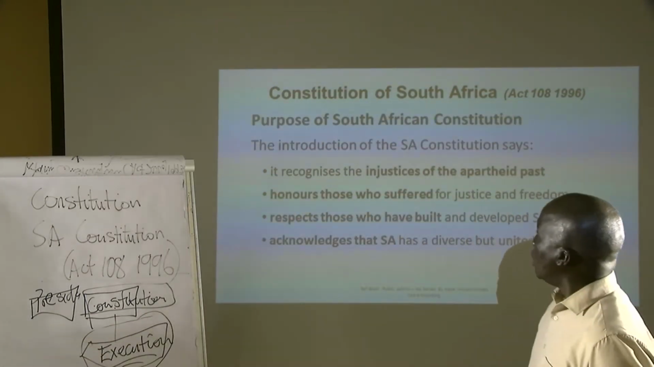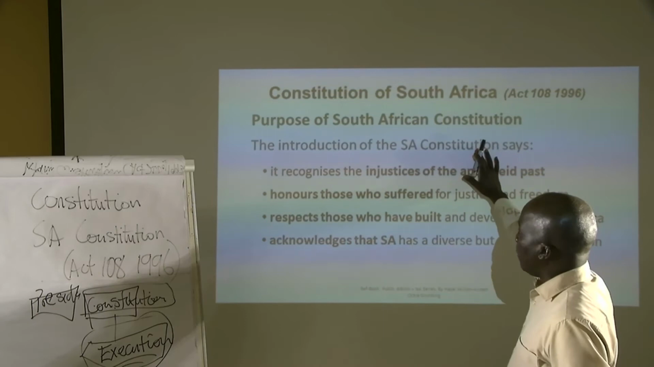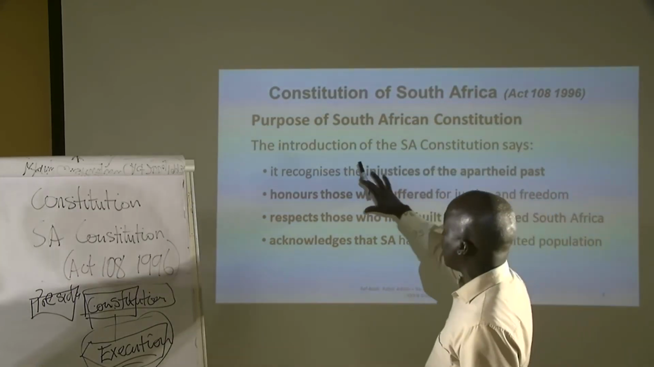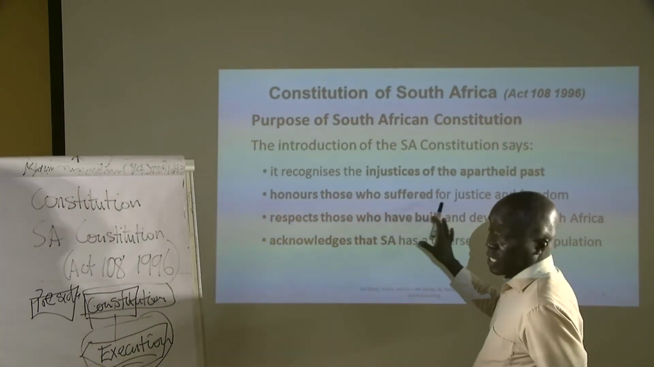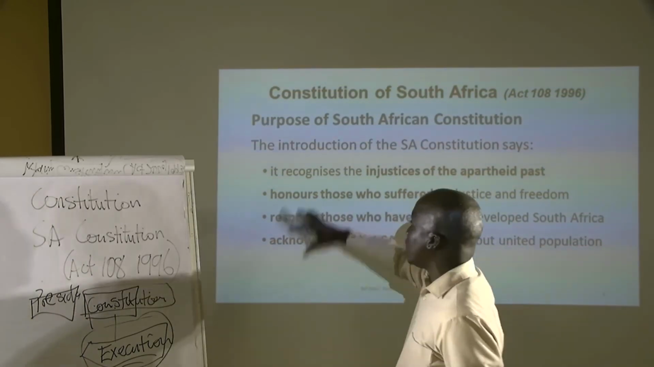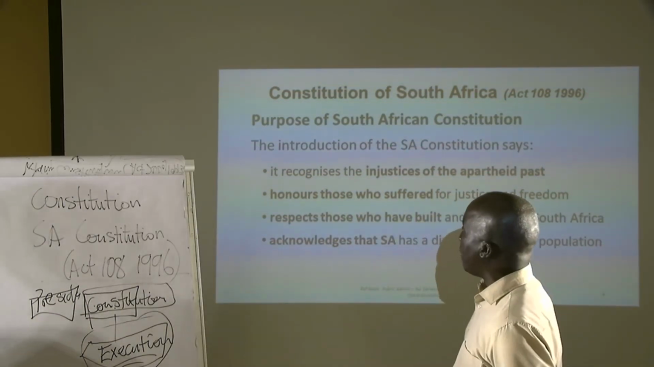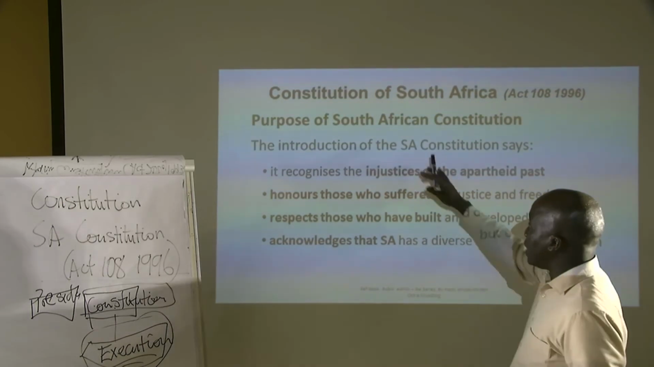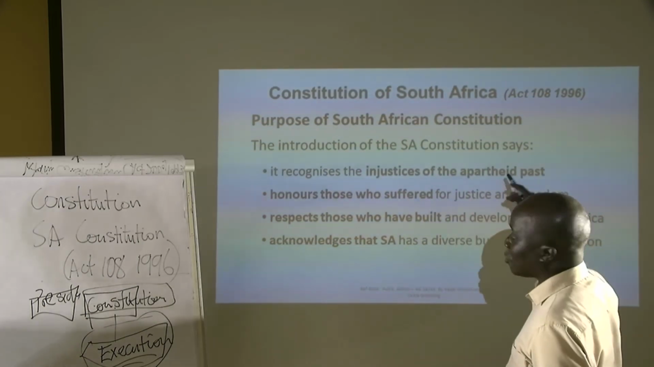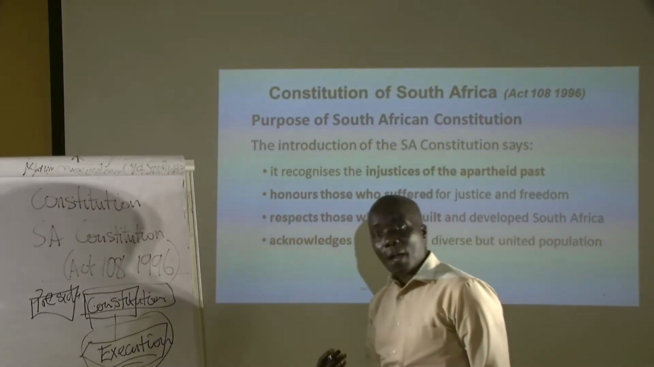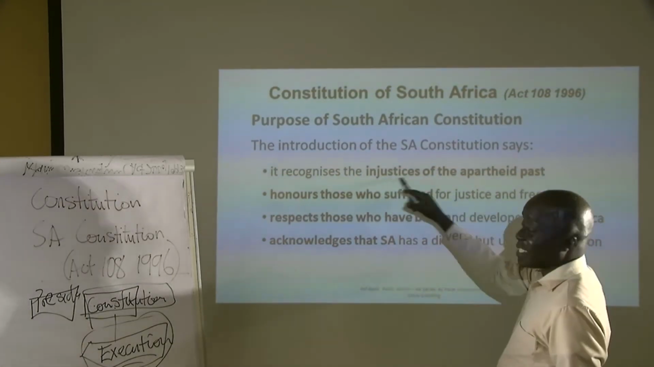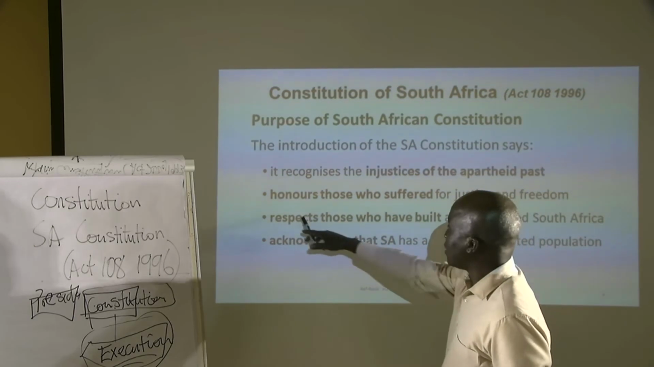Next. The purpose of the South African Constitution. Here we see that there are mainly several issues the South African Constitution tries to address. Every country will have its own problems specific to themselves, which they will try to address when they draft their own constitution. In the South African context, this is what we have. It recognizes the injustices of the past. Not all countries had apartheid, for instance, so they won't have this section. But for South Africa, this is a very important issue, the injustices of the past.